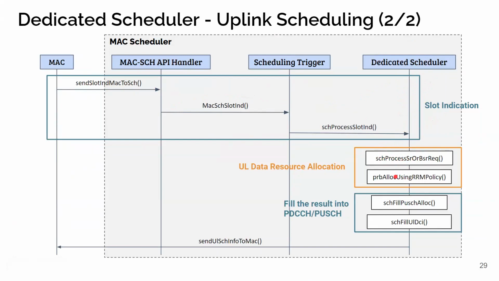It will also allocate the time domain resource and frequency domain resource according to the RM policy. Maybe only for the frequency domain resource. This procedure is called the uplink data resource allocation. After the resource allocation, it needs to fill the allocation results into the DCI, and also fill the data it wants to transmit to the UE into the PDSCH. Then the UE can follow this DCI to know when and where it can get the data, and finally the UE can get the data.